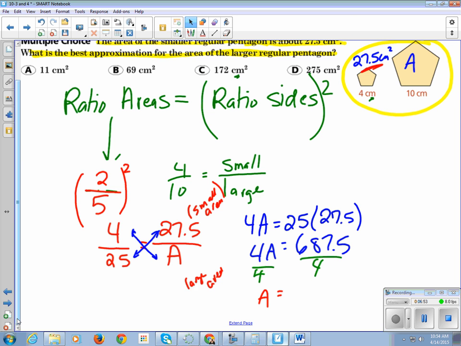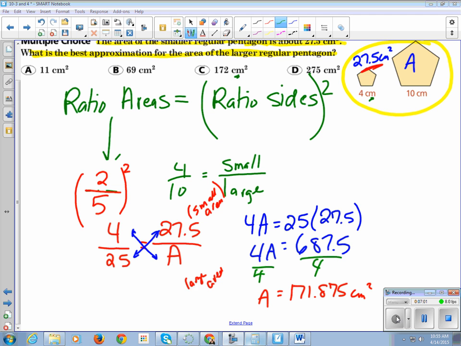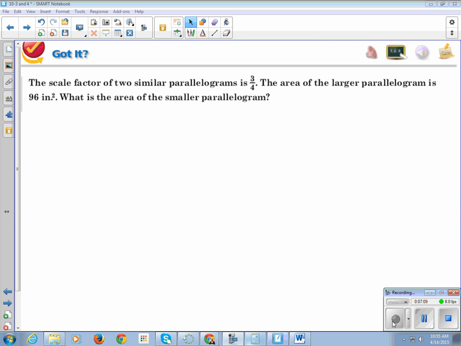And 687.5 divided by 4. So our answer is 171.875. And if I look between A, B, C, and D, C is the best approximation, 172. Got it?